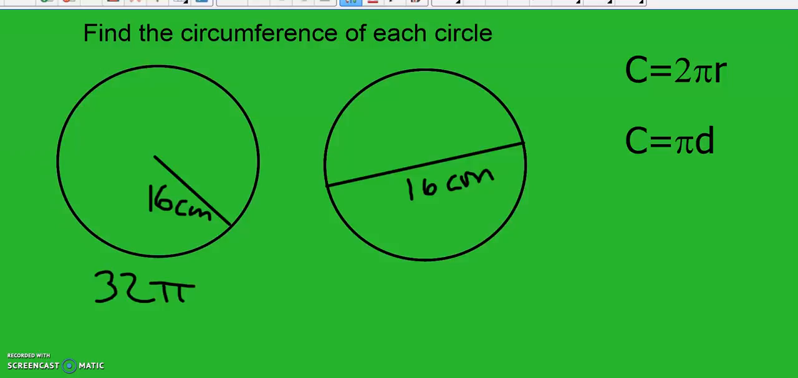If you get a diameter like this 16 that goes all the way across, okay, then you're going to use this formula. Circumference equals pi times the diameter. So on this circle, if 16 is the whole way across, then the whole circumference is just 16 pi. And remember, circumference means all the way around and back to where you started.